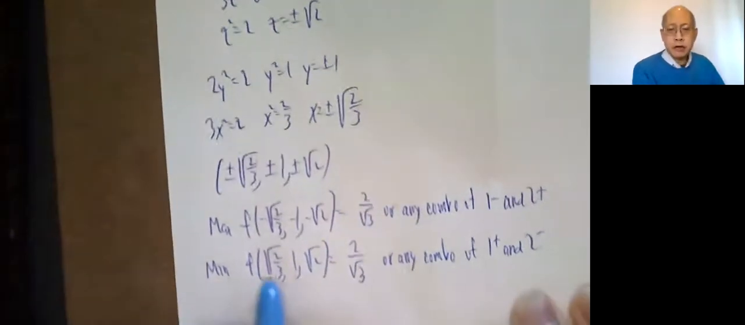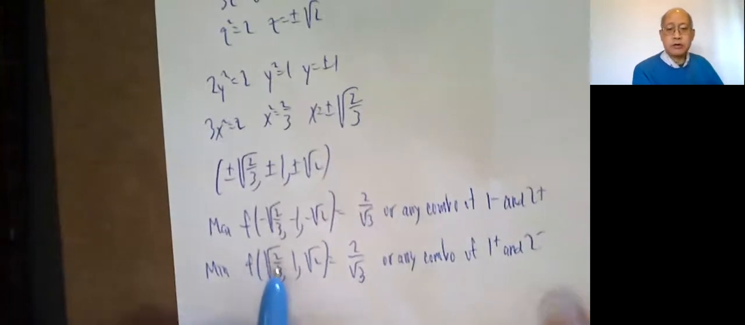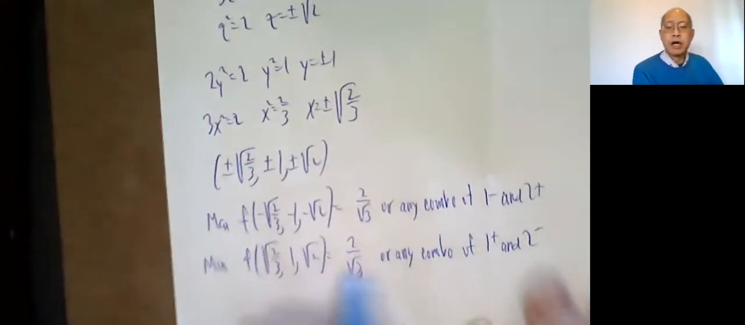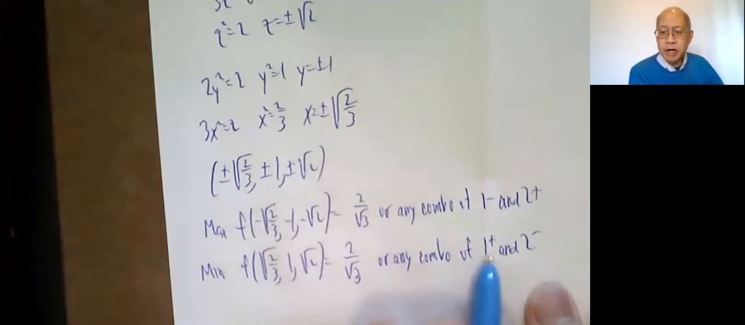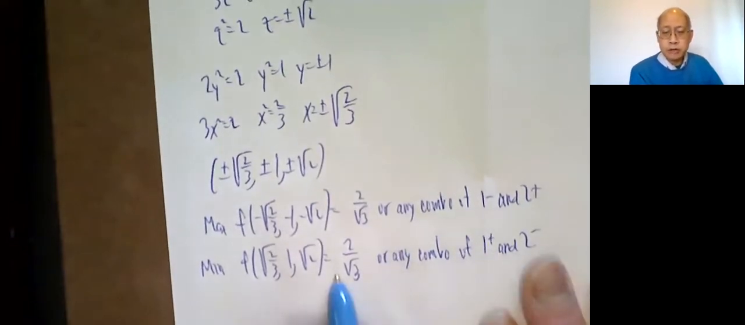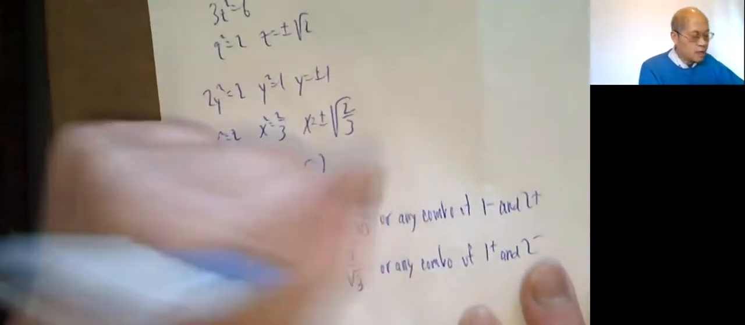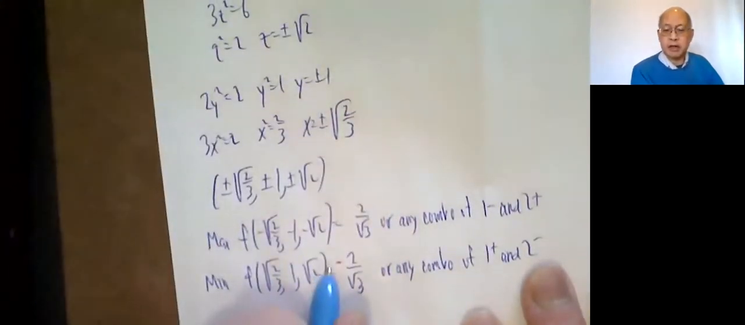And minimum is if they're all positive, f of radical 2/3, 1, radical 2 is negative 2 over radical 3, or any combination of 1 positive and 2 negatives would also give it to you. Okay, I guess I should put a negative there. So even in my adjusted answer, I messed up, but I just fixed it right now. Okay, so it should be a negative here.